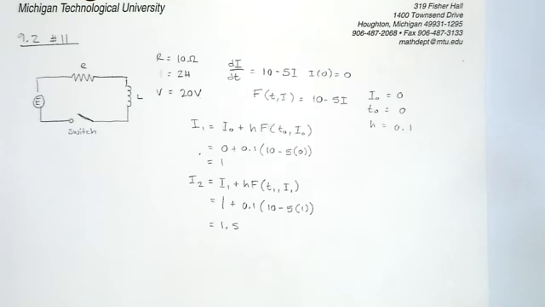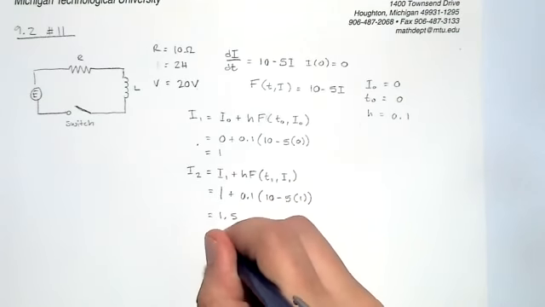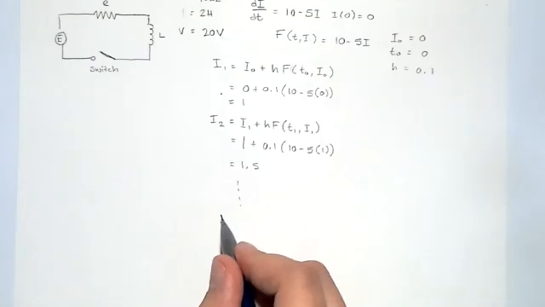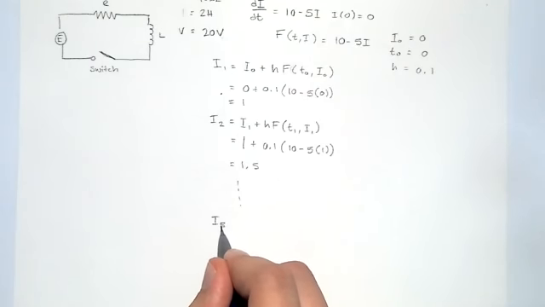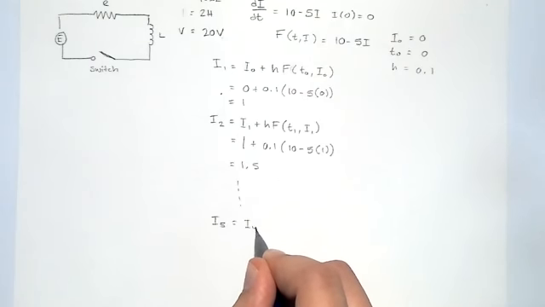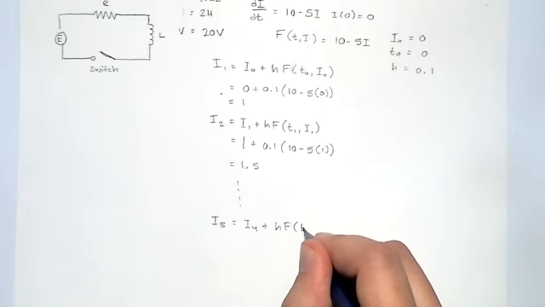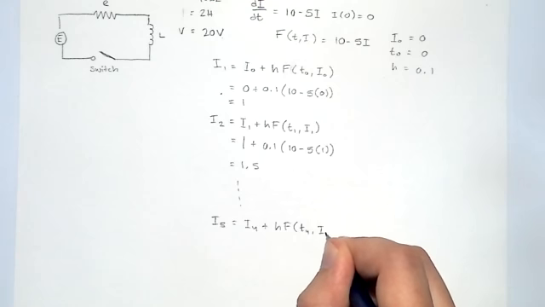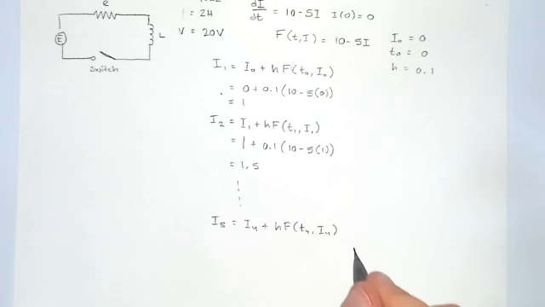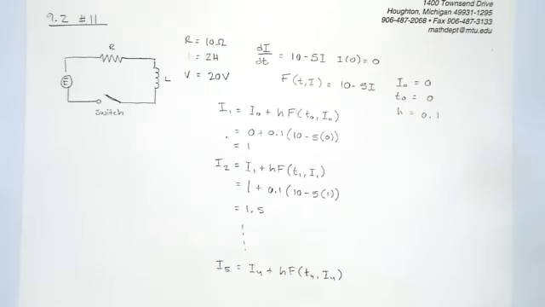So it'll go on like that some more, and then you'll get down to I5 is equal to I4 plus h times f of t sub 4, I sub 4, and good deal. So that is 9.2 number 11.